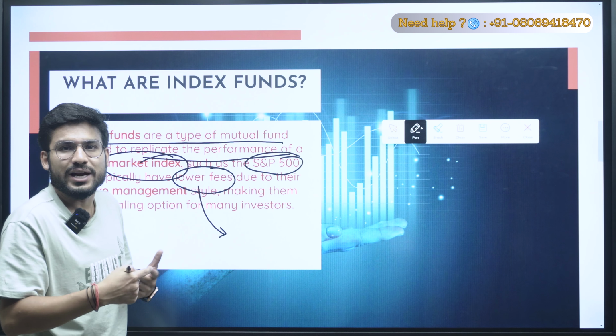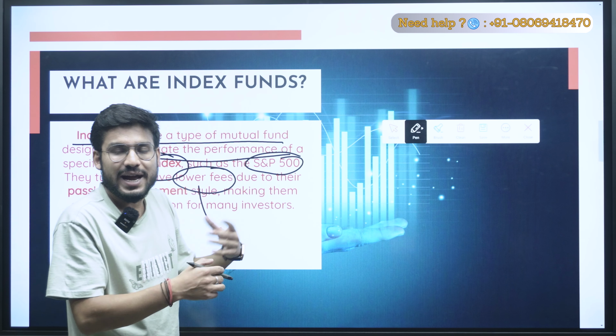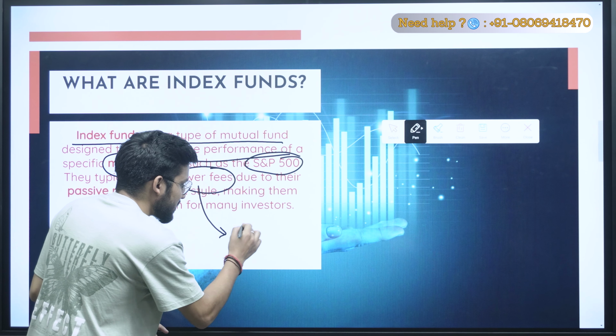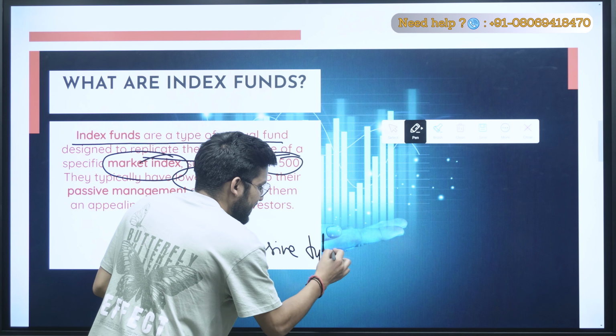They are not doing that much research as we have seen in the mutual funds, which were the active type, but their approach is more of a passive type. Right, passive type.